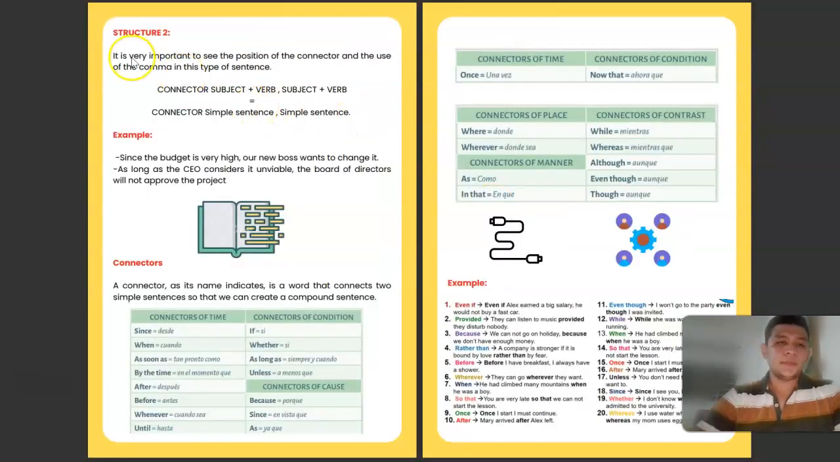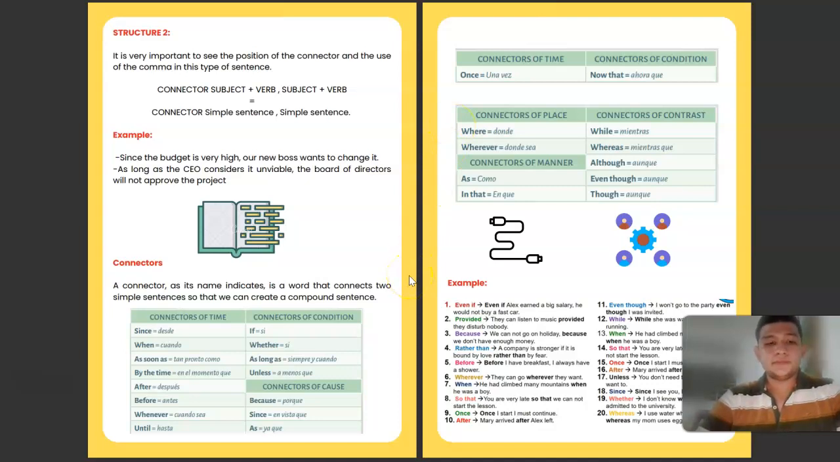Second structure. It's very important to see the position of the connector and the use of the comma in this type of sentence. Connector, subject plus verb, subject plus verb, which is equal to connector plus simple sentence plus simple sentence. For example, since the budget is very high, our boss wants to check it. Remember: two simple sentences and a connector.